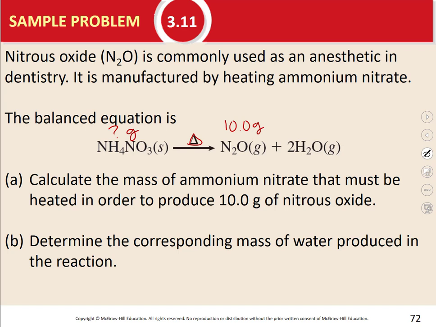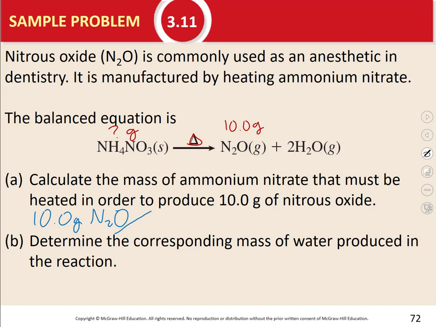This is the baseline idea of a stoichiometry problem. You need that molar ratio, but before we can multiply by that molar ratio, we must be in what units? Moles. So our starting amount is 10 grams of nitrous oxide. What is my first step? Good. Convert to moles by dividing by molar mass.